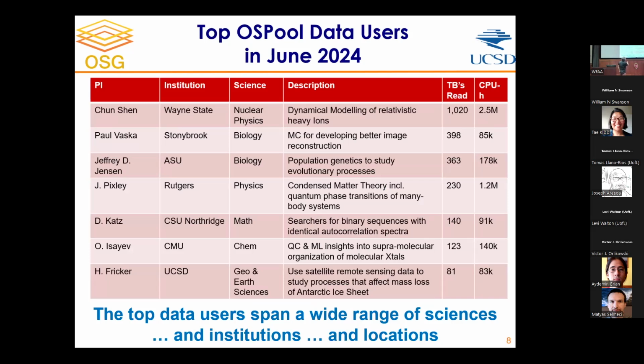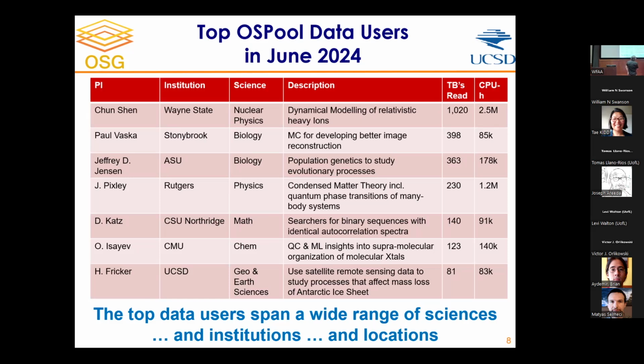So this now is the top OS pool data users, or object users, as Miron likes to say, in June 2024. If you squint at this, these are the PIs' names, because this is what we're making public. We're not making public usernames, only PI names, for all kinds of good reasons. These show where they come from in our institutions, the science they do, a little description, the number of terabytes read and the CPU hours used in June. So the winner, so to speak, with moving a petabyte is a Wayne State University project.